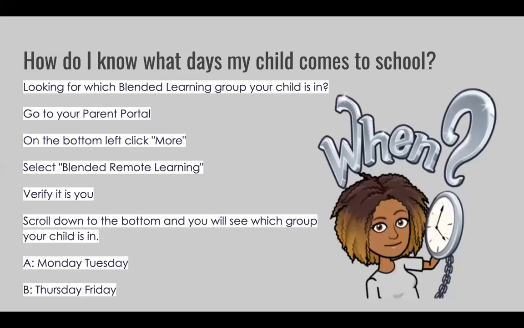How do I know what days my child comes to school? Looking for which blended learning group your child is in? Go to your parent portal. On the bottom left, click More. Select Blended Remote Learning. Verify it is you. Scroll down to the bottom and you will see which group your child is in. Cohort A is Monday, Tuesday in the school building, and cohort B is Thursday, Friday in the school building.